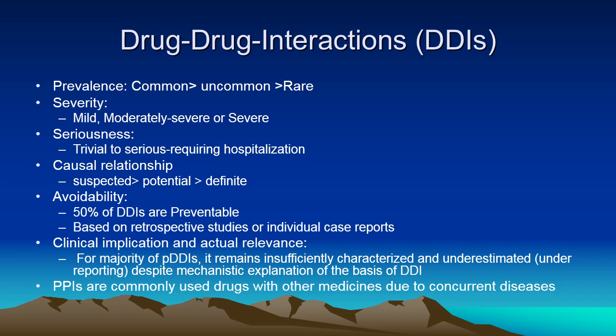Now, as we know, adverse drug-drug interactions occur with a varying prevalence, from common to uncommon or rare. They may be less severe, mild, or more severe. They may be trivial to serious, to an extent requiring hospitalization. The importance is that a causal relationship has to be established between a pair of drugs. Usually it is suspected or potential, and for few drugs it is definite. Fortunately, many of the adverse drug-drug interactions are avoidable and preventable in 50% of cases.